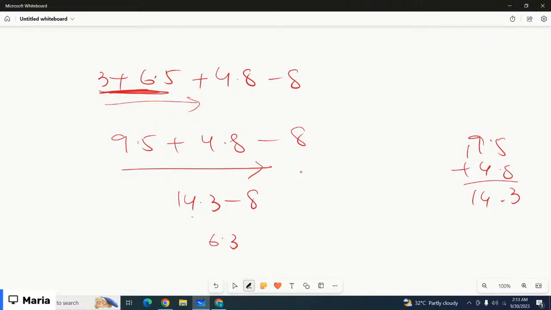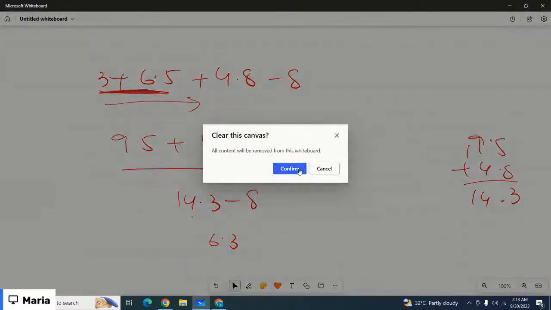Okay, let's see the next example. The other example we have is 0.5 plus 6.3 minus 0.2. So we have to go from left to right. First you have to add. So just add 0.5 plus 6.3, right? When you add, it would be 6.8. Then you have to subtract 6.8 minus 0.2. That would be 6.6. So the correct option is 6.6.